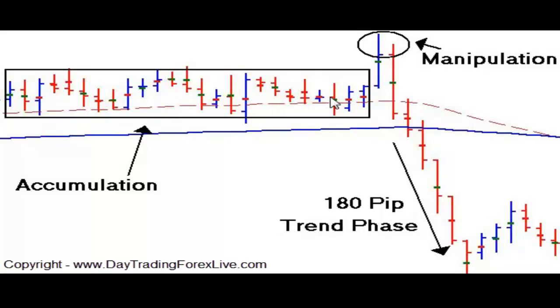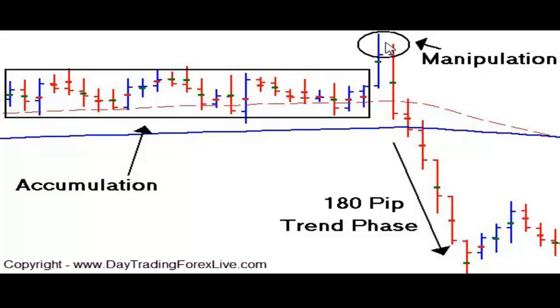Following that accumulation, you often have a false push. In other words, they push the price opposite the direction they're ultimately going to drive it. Now, why do they do this? Well, during this accumulation period, number one, we don't know what they're accumulating. So when it comes to finally identifying what position they're accumulating, we need to see this manipulation.